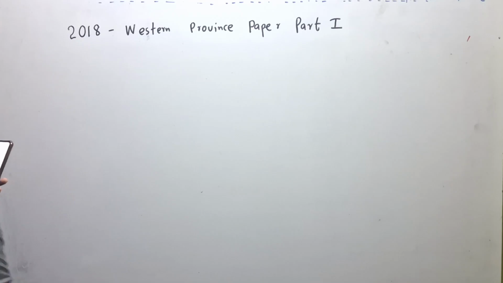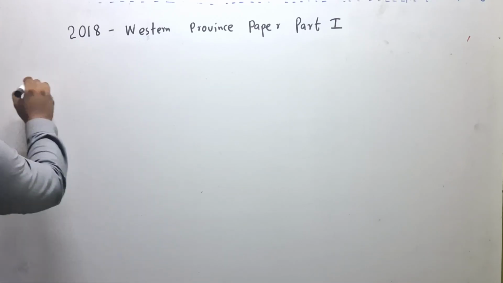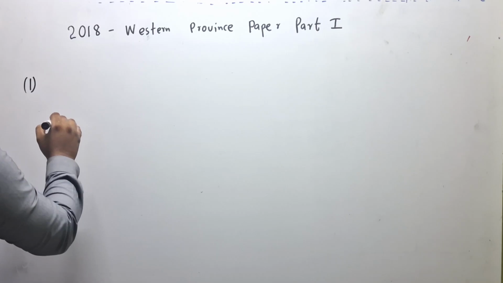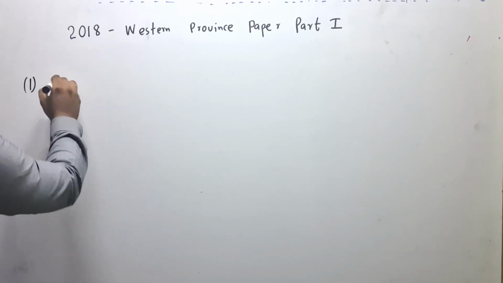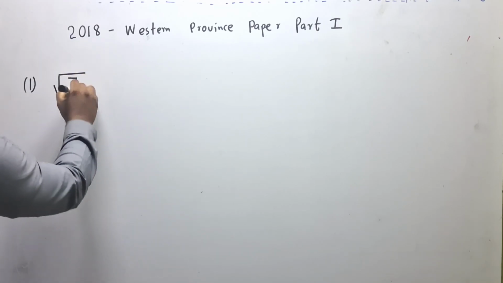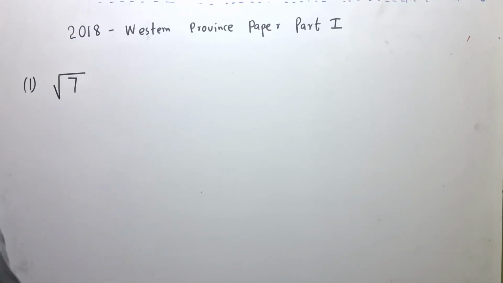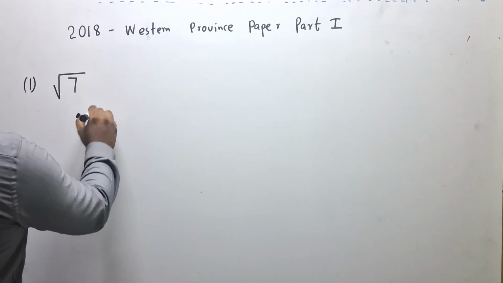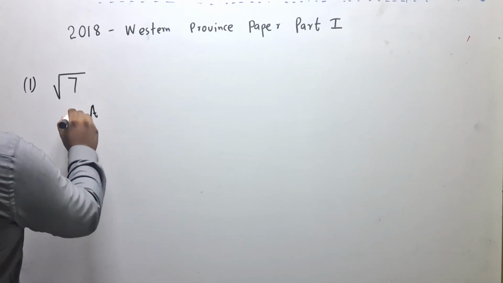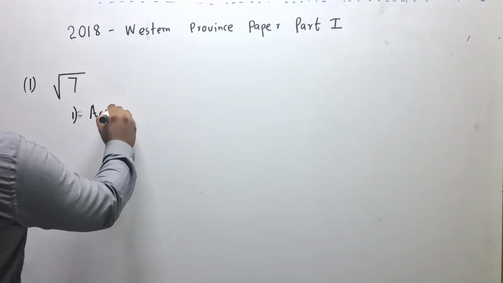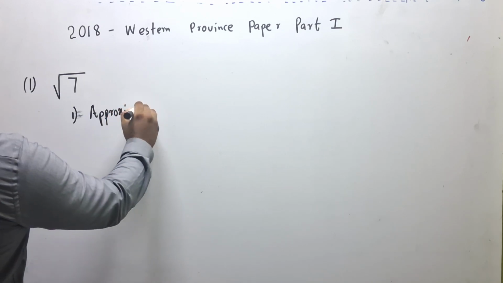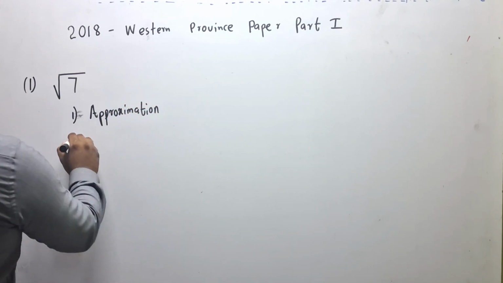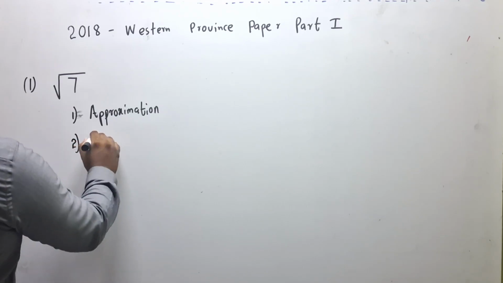Okay, part A, question number 1. Select and underline the nearest value for square root 7. To find the square root of a value, there are two methods we use. Number 1, approximation method. Number 2, division method.